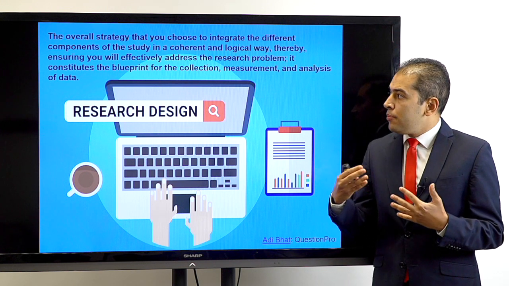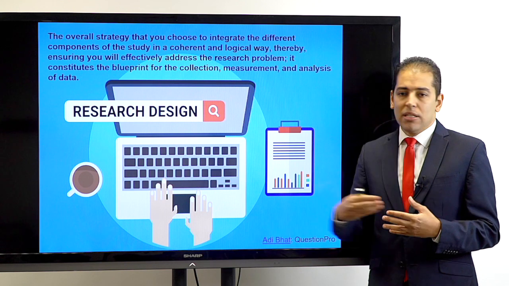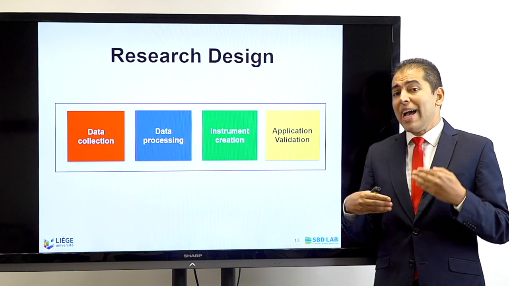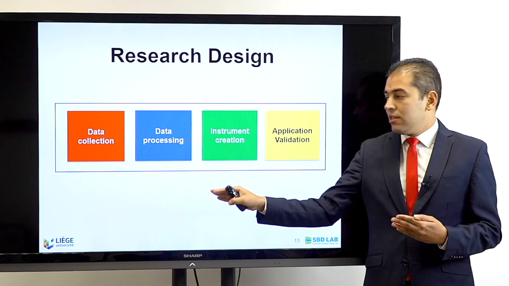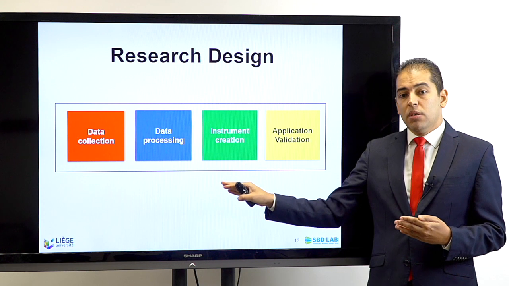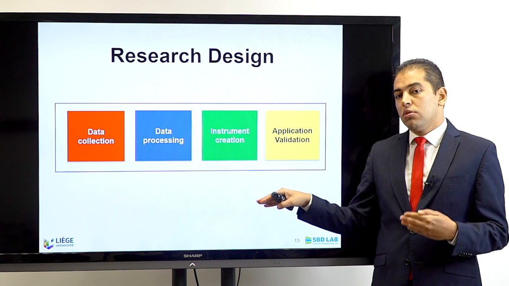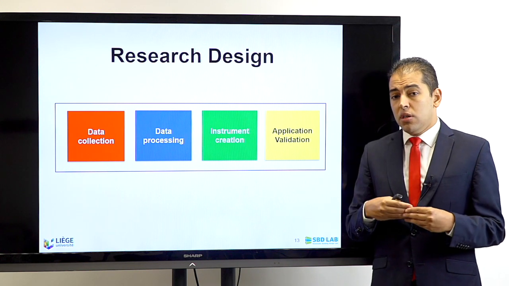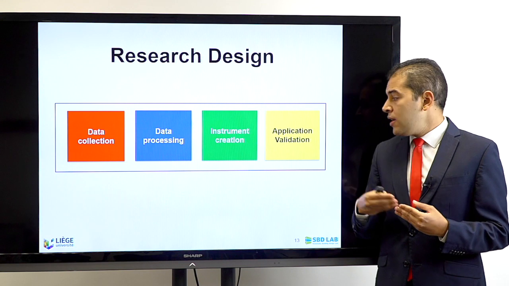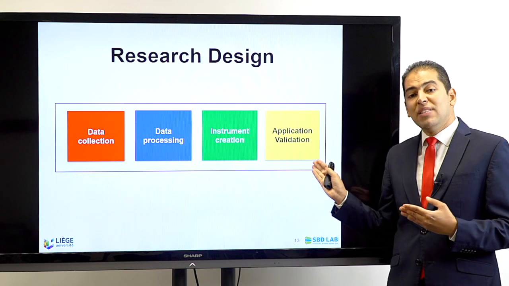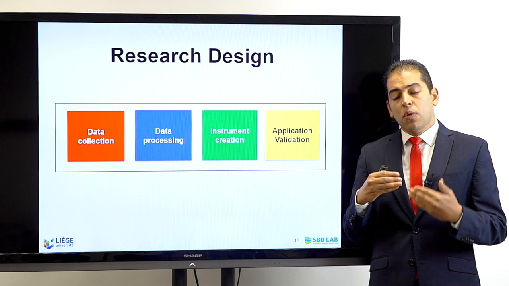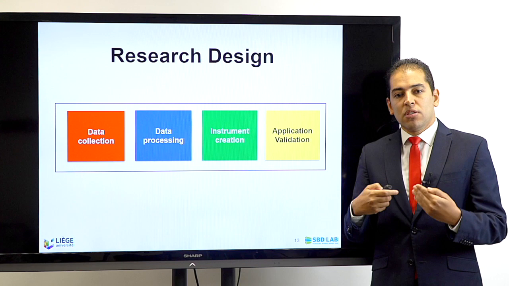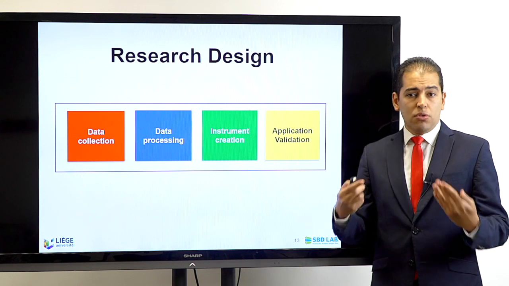It constitutes the blueprint for the collection, measurement, and analysis of your data. So as you can see, any research design must answer those four aspects. What is the data that will be collected? What will be the data that will be processed? What is the instrument or the variable that we are trying to analyze, understand, or interpret? And finally, how can we apply it and validate it later on? Those are the four major steps in any research design that you need to address when you are describing your methodology or designing your research.